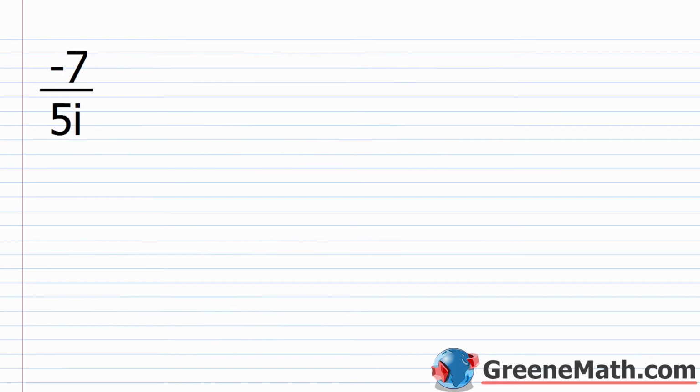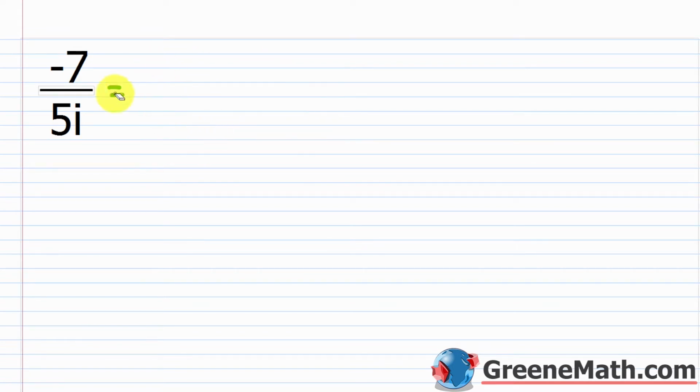All right, so let's talk a little bit about dividing with complex numbers. You need to be aware that, again, the definition of i is that it's equal to the square root of negative 1. So if I have negative 7 over 5i, this is really like saying I have negative 7 over 5 times the square root of negative 1. We know that a simplified radical expression does not contain a radical in the denominator. So we want to rationalize this guy. And so we can multiply both the numerator and denominator by the square root of negative 1.